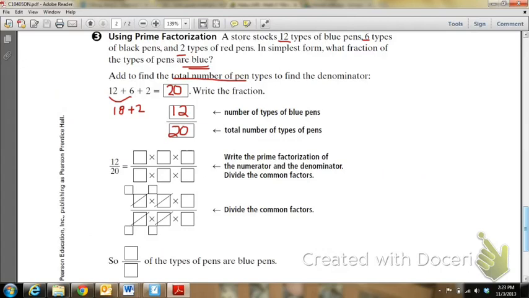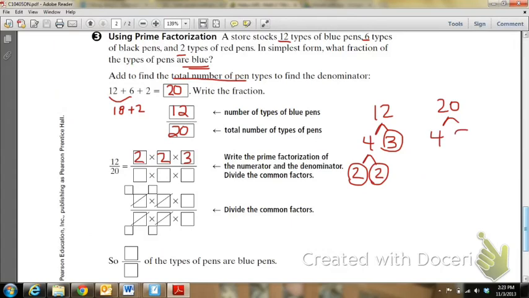So now we can do this by prime factorization. Prime factorization, remember, is your little trees. So let's do this for 12 and 20. 12 is 4 times 3. 3 doesn't break down, but 4 is 2 and 2. So 12 is 2 times 2 times 3. 20 is 4 times 5. 5 is prime, and 4 is not, so we break it down again. 2 and 2. So 2 and 2 and 5.